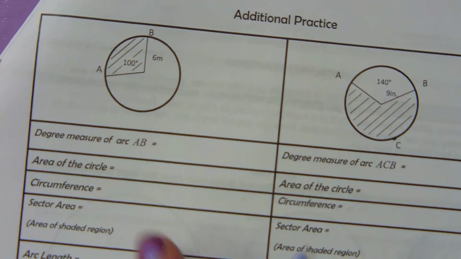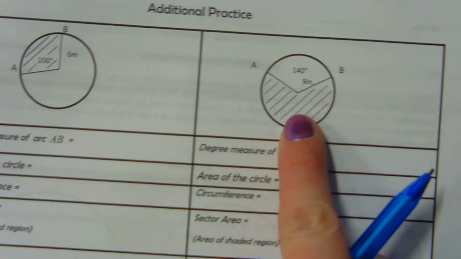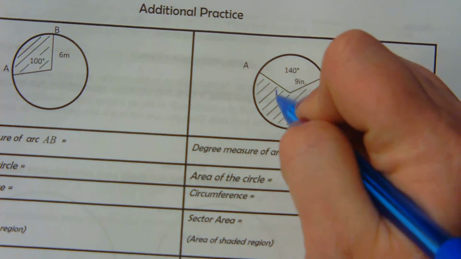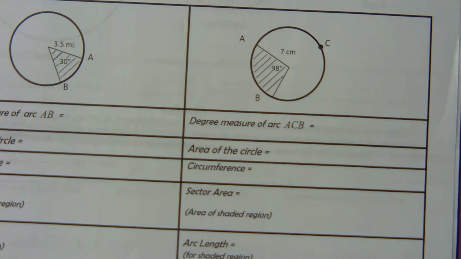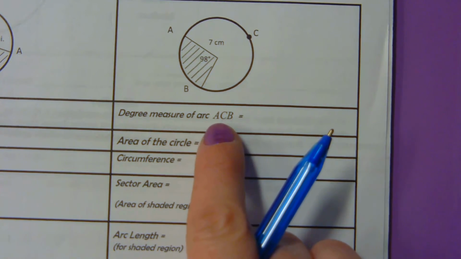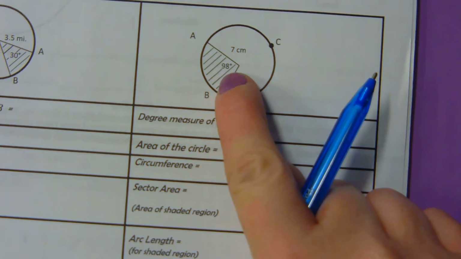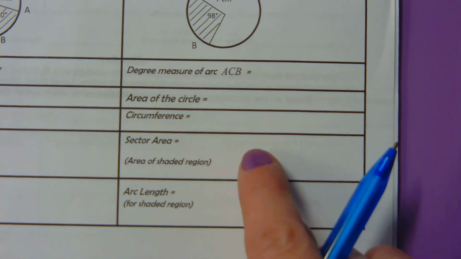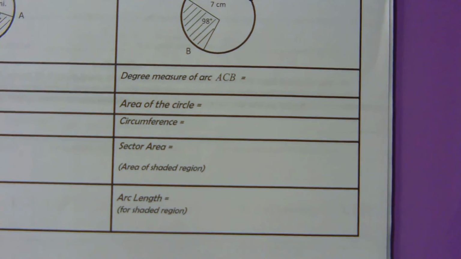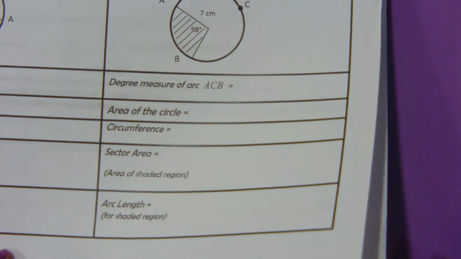There's more pictures. And they're nice and they shaded stuff for you. Uh-oh, they give you the small one, but you want to know what the big one is. Do your reflex. And then this one, and then this one. Read the directions. Do what it asks you to find. These are asking you the degree measure of the arc. Area of the circle, circumference, sector area, arc length. But all that's going to go together.